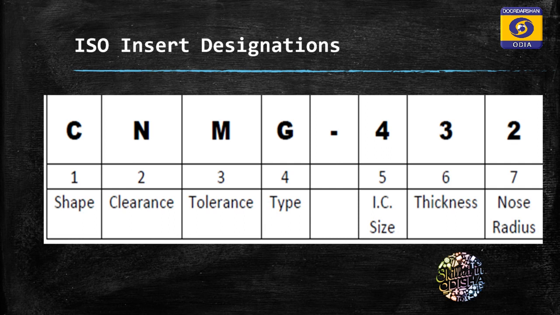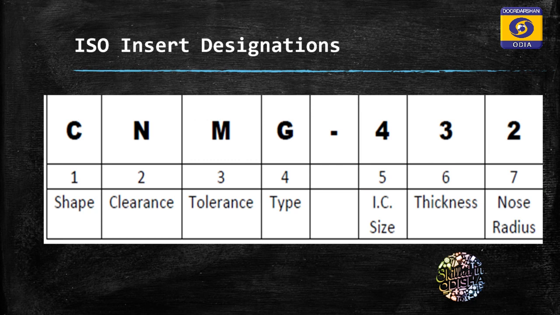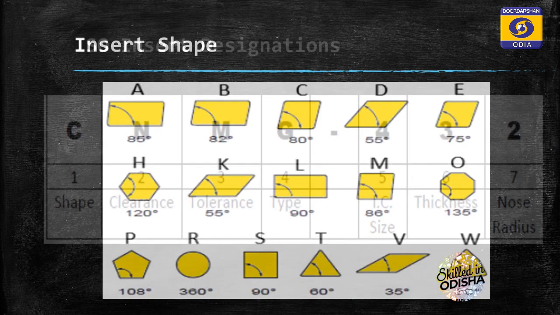This is the ISO designation of a tool insert. Here it is mentioned as CNMG 432. This is an example. The first letter denotes shape, the second clearance, the third tolerance, the fourth type, the fifth inscribed circle size, the sixth thickness, and the seventh nose radius.